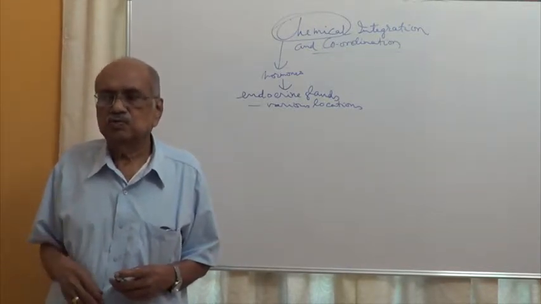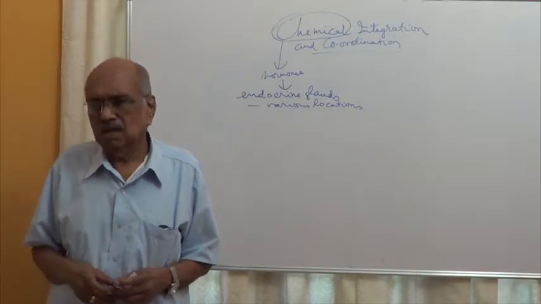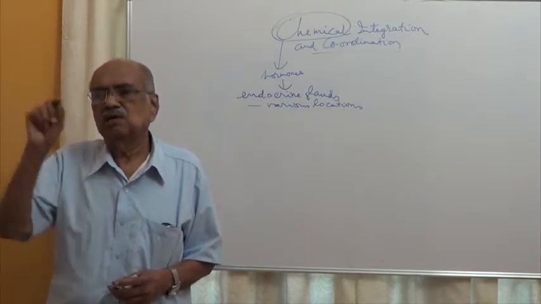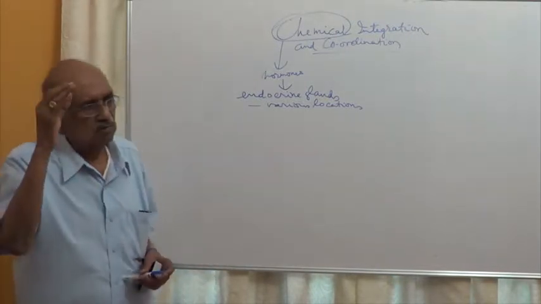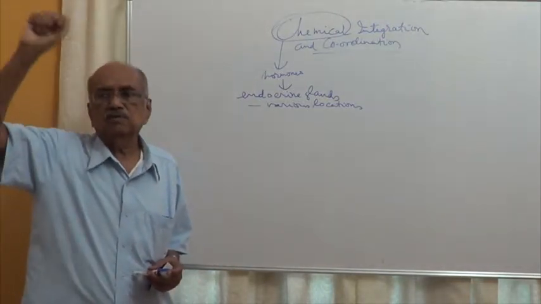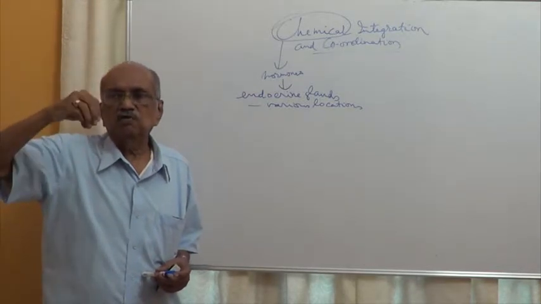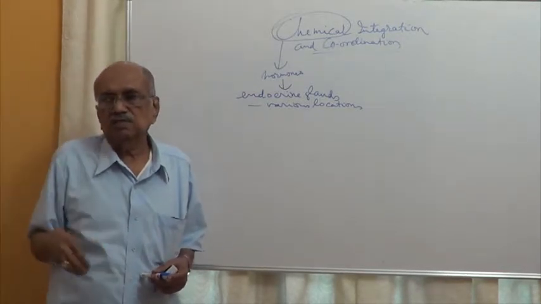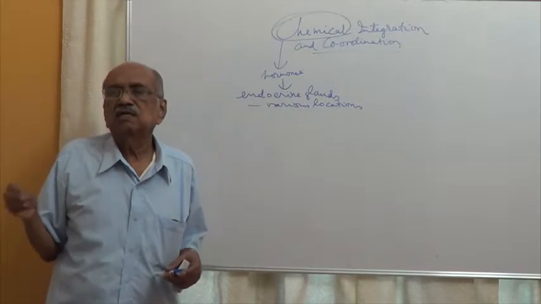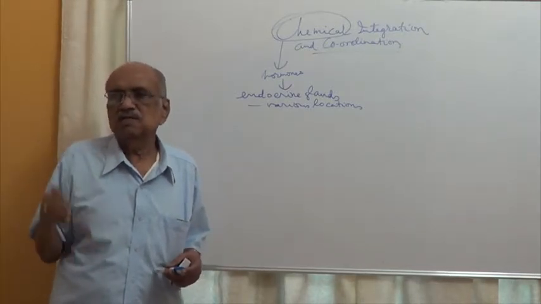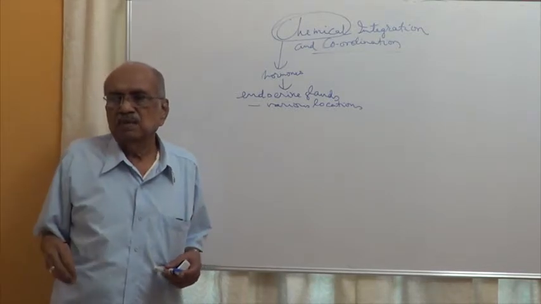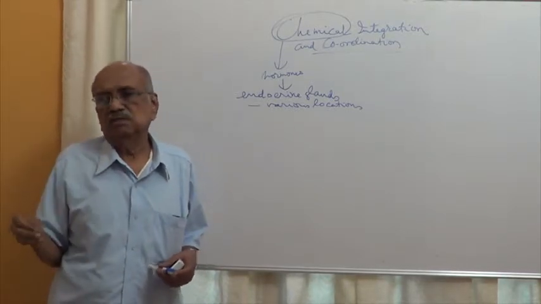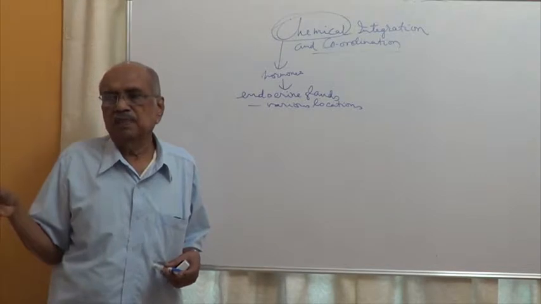Endocrine glands, several are there, but they are located in different places in the body. If you start from the head, you find the pituitary comes first. If you come down to the neck, you find the thyroid comes next. Inside the body, you find the pancreas, adrenal glands, thymus, and gonads, the testis and the ovary.